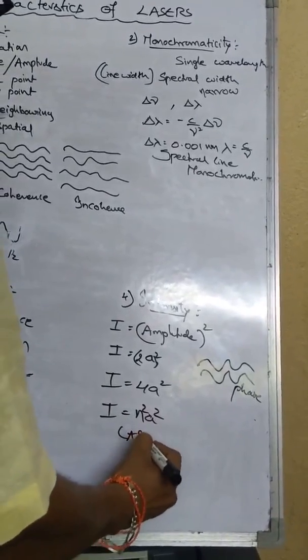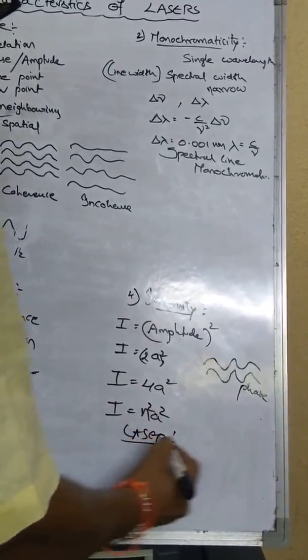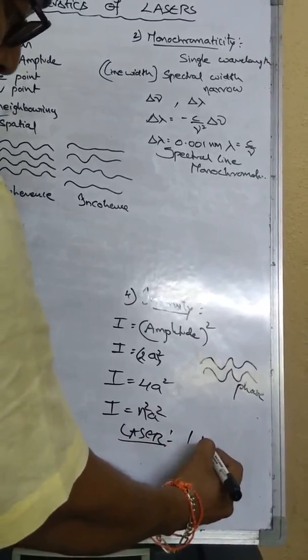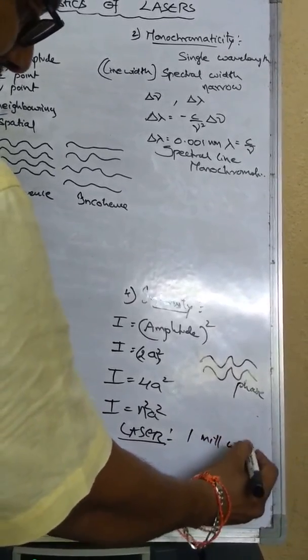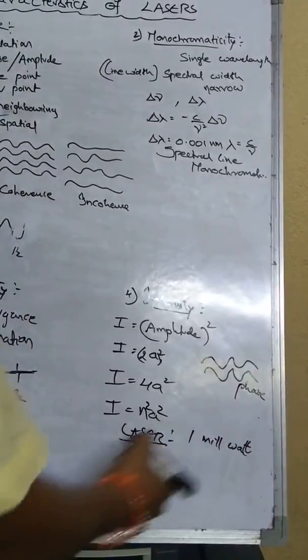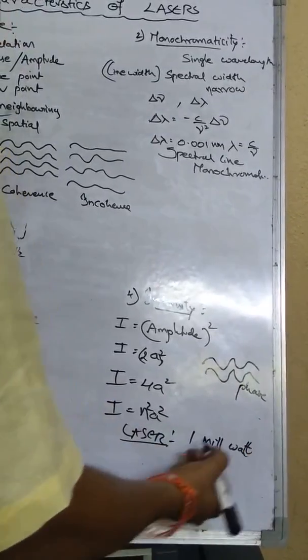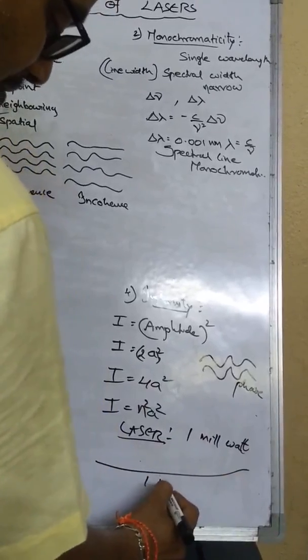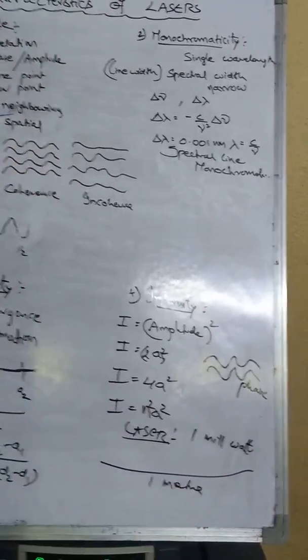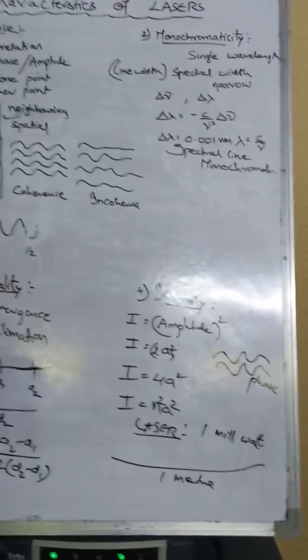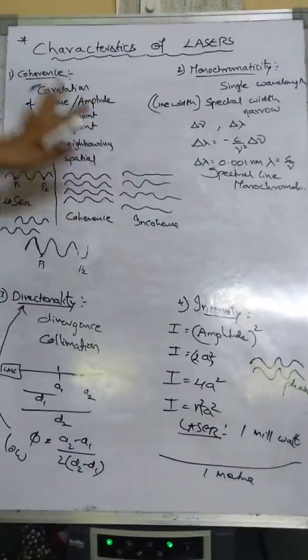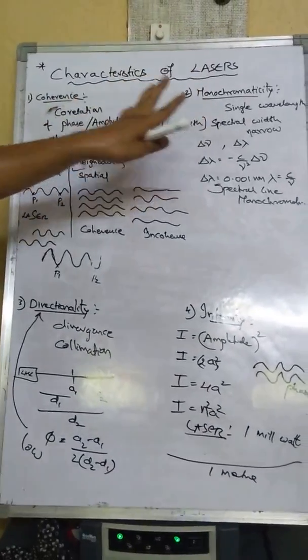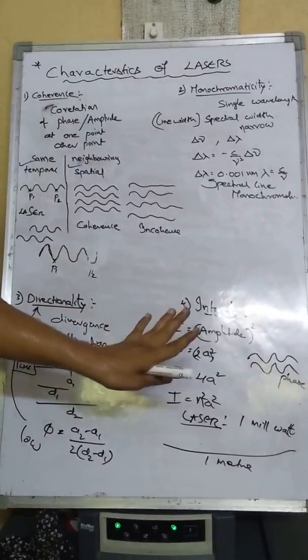For a laser, the intensity is high, and even 1 milliwatt, a very negligible power for a laser, cannot be viewed with the naked eye, even from a distance of 1 meter. So these are the important characteristics of a laser: coherence, monochromaticity, directionality and intensity.